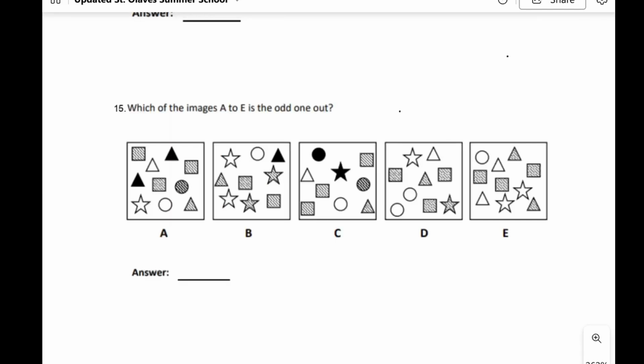We can see that we have quite a lot of shapes here, but if we count how many of each there are, the number of stars is 1, 4, 1, 2, 2. That's quite varied. There's not really a pattern we can see there. Circles as well, that changes between 2, 1, 2, 2, 1. So there's no pattern there, but let's try the squares. We have 3, 2, 3, 3, and 3. We can see that the only one that has 2 squares is B. Therefore, it's the right answer.